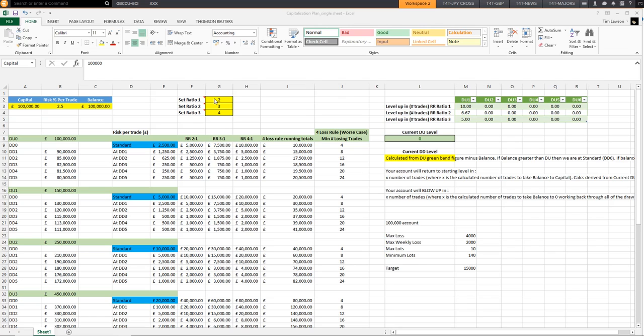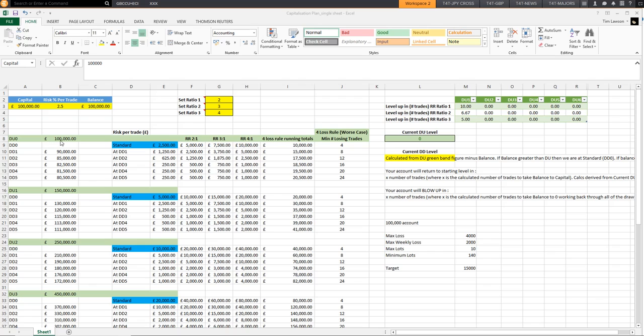depending on what risk reward ratio I want, but I've defaulted these to 2, 3 and 4 because that fits in with 2, 3 and 4 in this section here of the spreadsheet. These figures will change, but they will always remain as a 2, 3 and 4 risk reward ratio. These figures are more to do with calculating the number of trades required to reach the next draw up level. The other thing you'll notice is we're currently at draw up level 0.